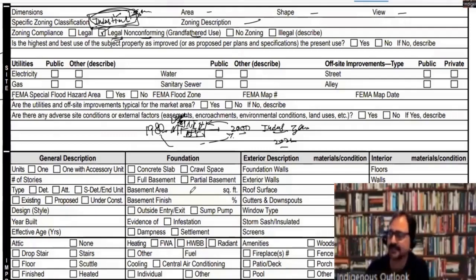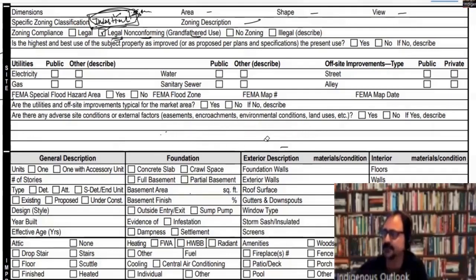Excuse me. We cannot say they have occupied this property illegally, but this property is not conforming to its zone. If this scenario occurs, then what are we going to do? If you are reviewing an appraisal report, and it shows legal non-conforming, that means the property is legal, but the zone is not conforming.